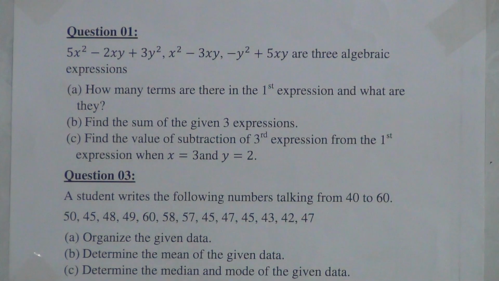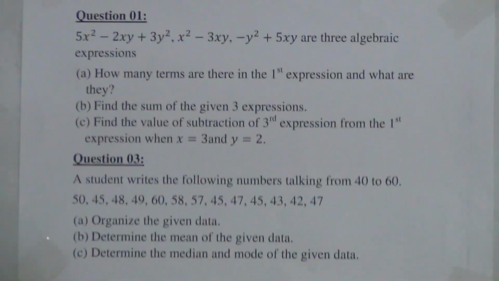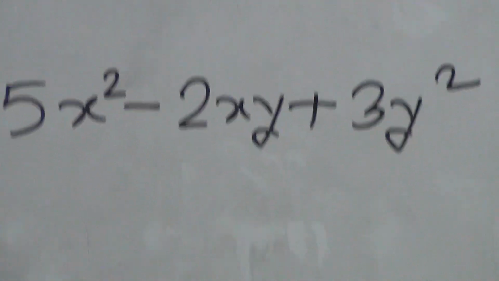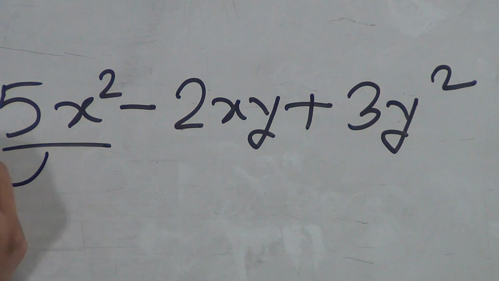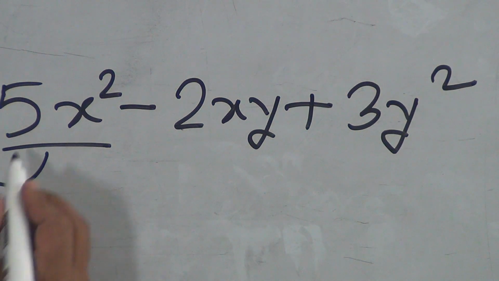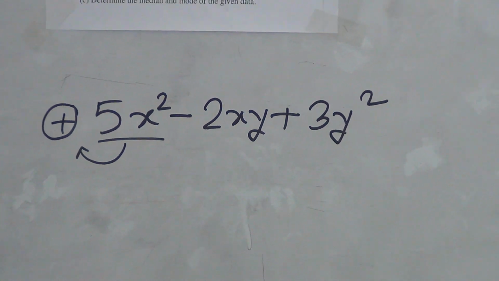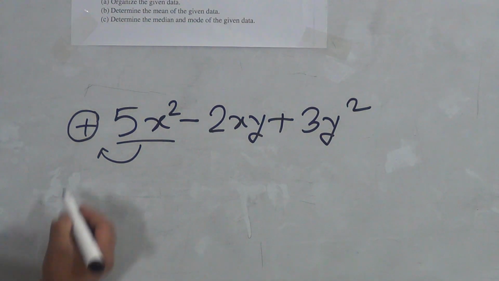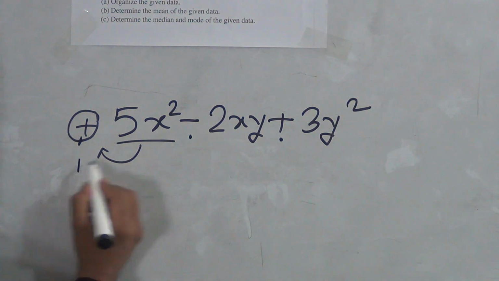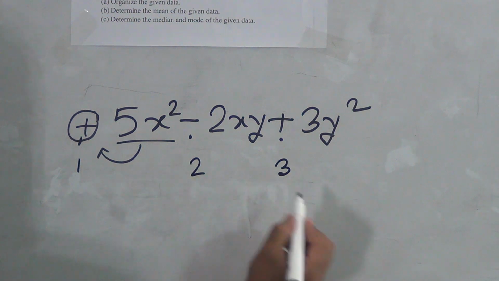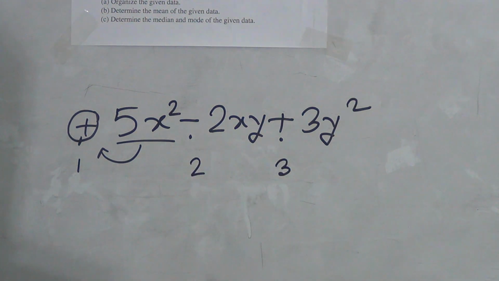First expression is 5x square minus twice xy plus thrice y square. Look, this 5x square in the front has no sign. That means it has a plus sign; we can consider a plus sign before 5x square. So how many plus and minus signs do we have? One plus sign, one minus sign and another plus sign. That means there are 3 signs in total: 2 plus signs and a minus sign. That is why the first expression has 3 terms.